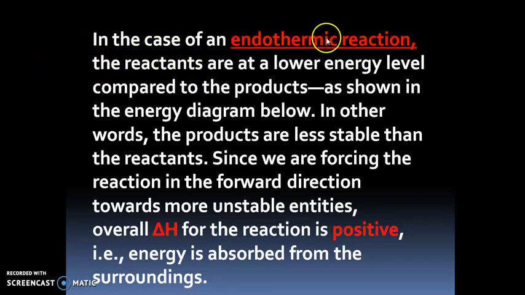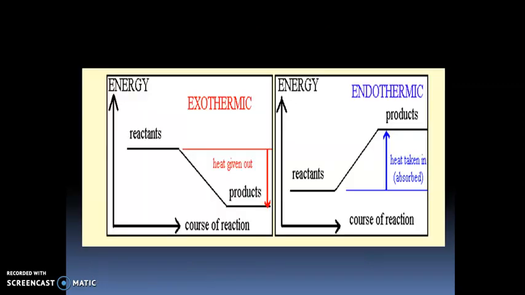In the case of an endothermic reaction, the reactants are at a lower energy level compared to the products, as shown in the diagram above. In other words, the products are less stable than the reactants, since we are forcing the reaction in the forward direction towards more unstable entities. The overall delta H for the reaction is positive in nature.